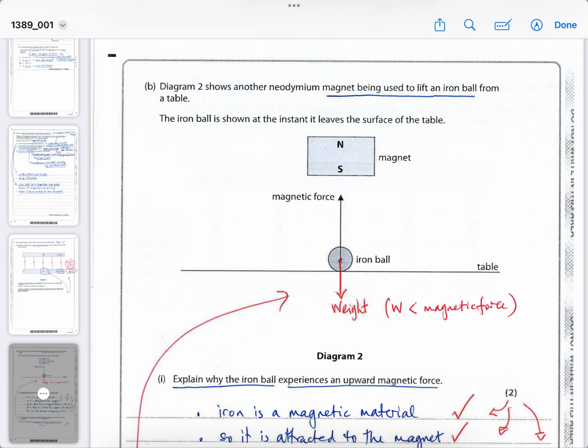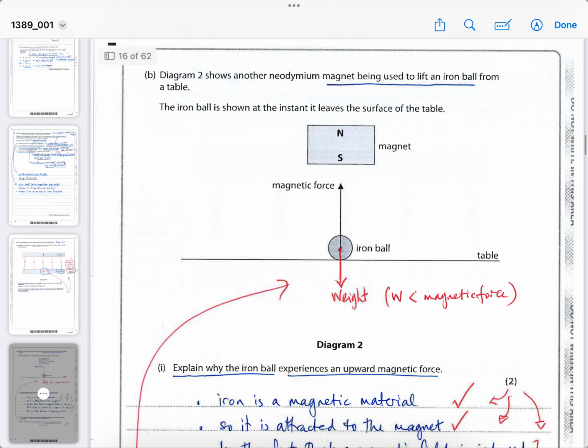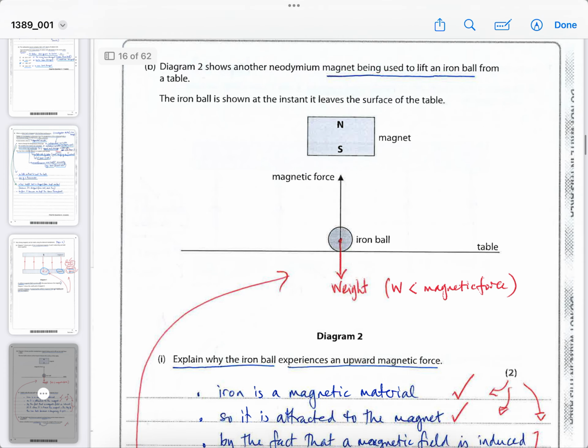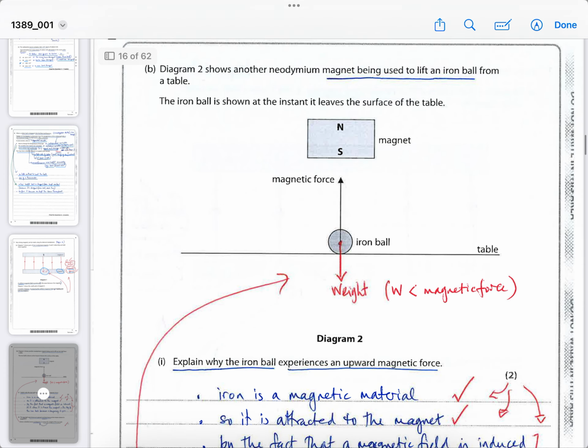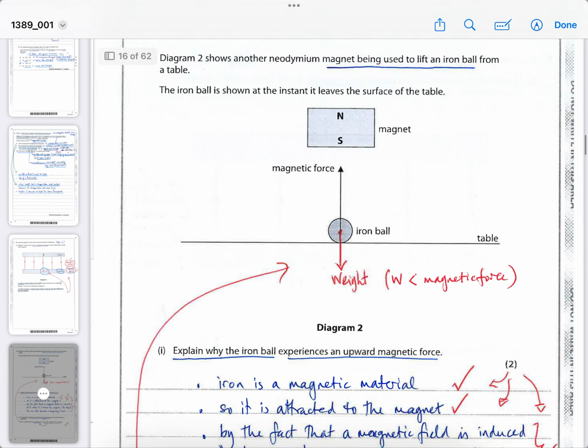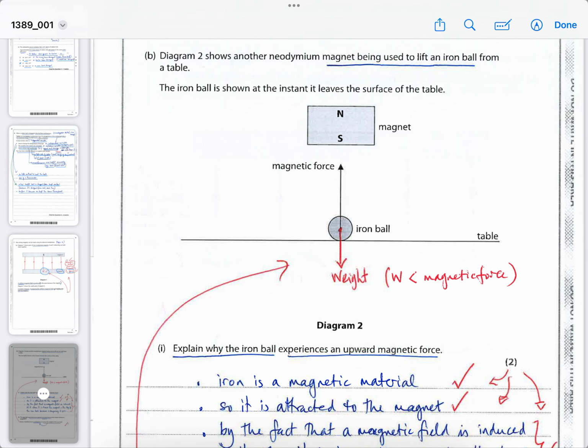Now, if it jumps up and is attracted to the magnets, and actually the magnet is able to lift it, that means the magnetic force upwards, the arrow length must be greater than the weight arrow length downwards for there to be a resultant force upwards. So this is linking magnetic forces with forces in motion, which is topic 1. And that's what happens in GCSEs. It's not always a question that is linked to one topic alone.